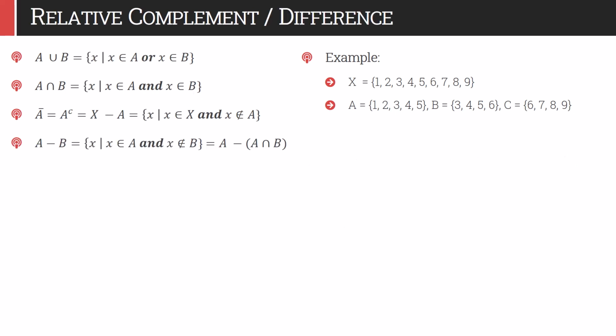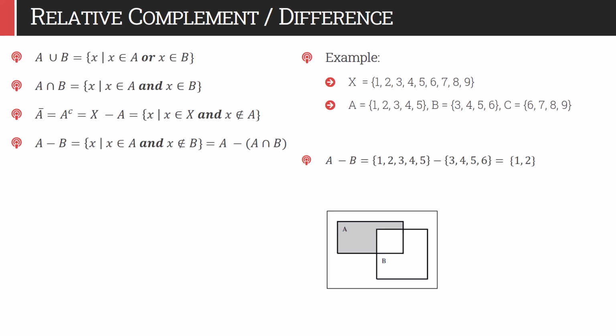A minus B is called the difference or the relative complement. It is the collection of elements X such that X is a member of A and X is not a member of B. That means you can also represent it as A minus A intersection B. So we have to consider only those elements which are in A but not in B. So A minus B is given by 1, 2, 3, 4, 5 minus B, that is 3, 4, 5, 6, and we are left with 1, 2.